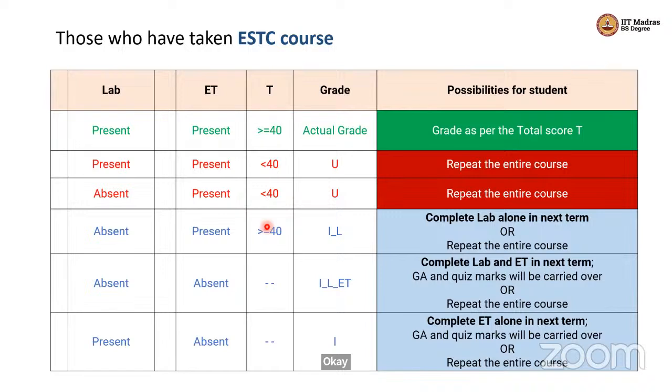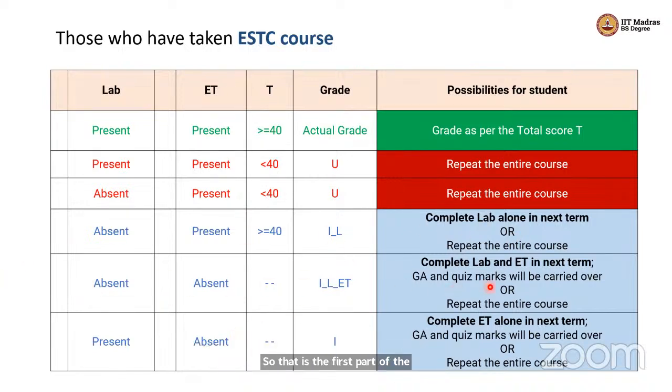So I'll just repeat it. You have done everything, assignments, quiz, you are present for the end term also, and your total score is more than 40%. But you have not attended the lab. In that case, your grade will be I underscore L, which means incomplete lab. What you have to do is that particular lab alone in the next term. Or if you want, you can repeat the entire course, which is not needed. You can complete the lab alone in the next term. So that is the first part of the incomplete.